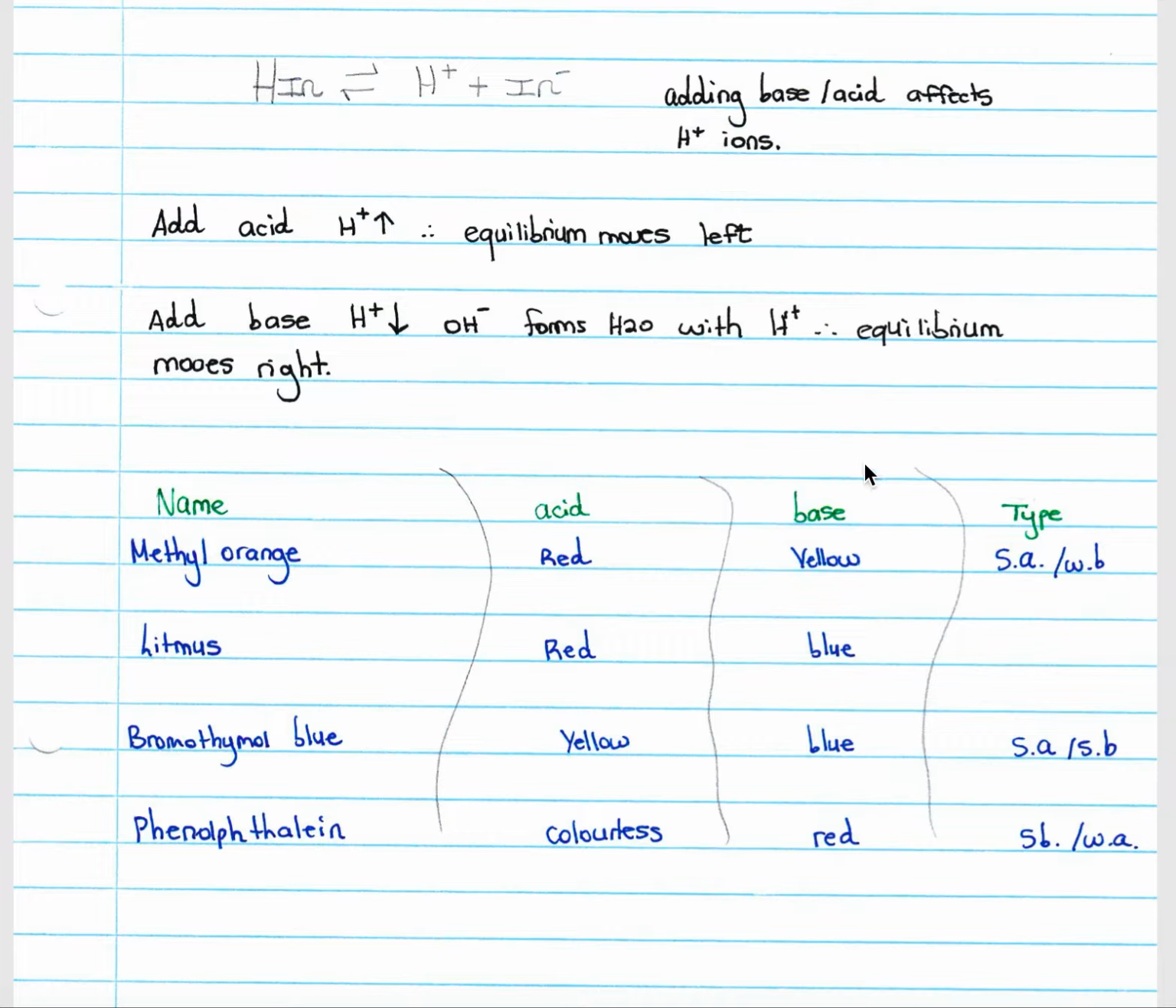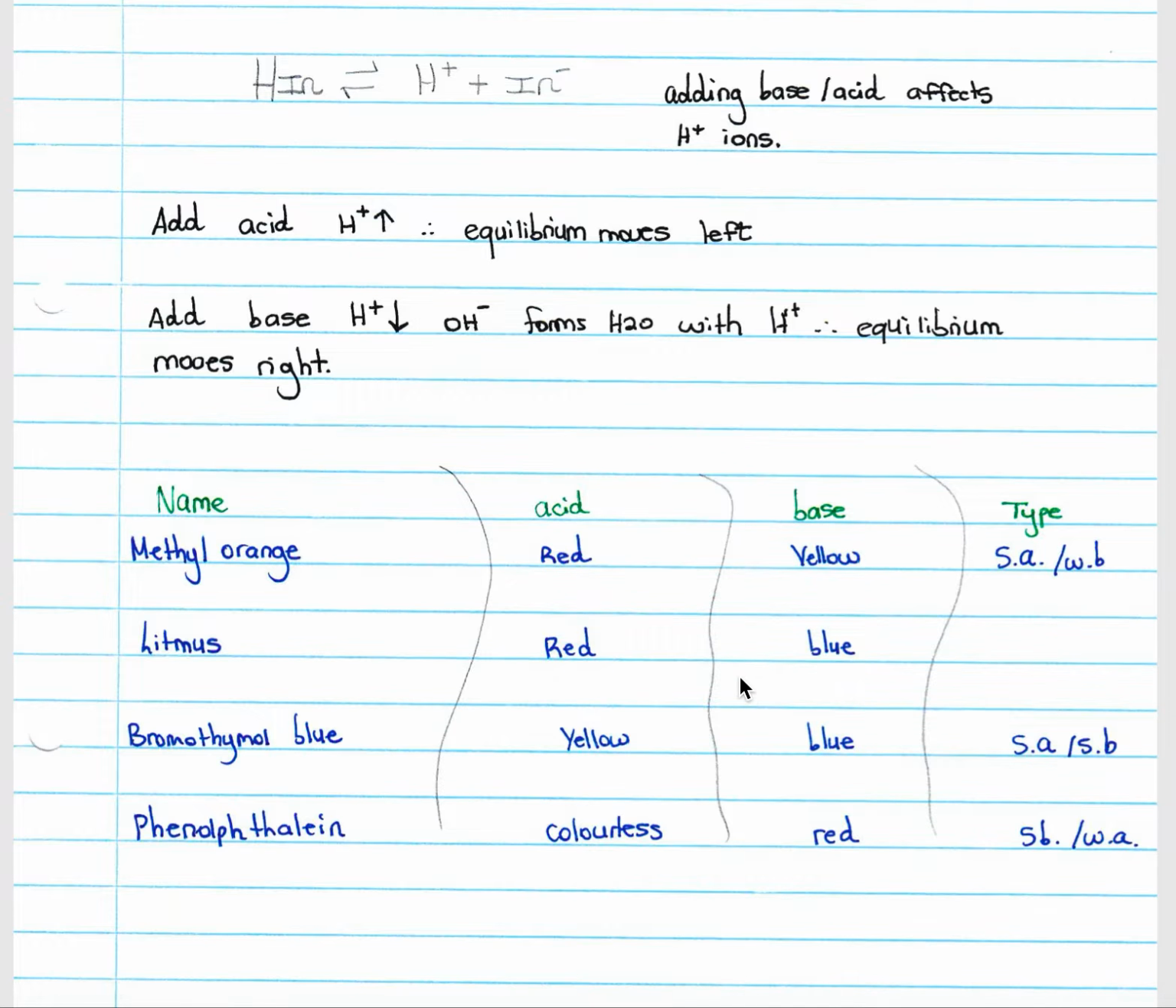These are some of the indicators that you should know. They do not come up often, but they are useful to know if they do come up and you need to know the name of them. Methyl orange you would use if you had a strong acid and a weak base. Litmus you would use in any cases, but you would use these more specific indicators where possible. Bromothymol blue you will use with a strong acid and a strong base, and phenolphthalein you will use with a strong base and a weak acid.